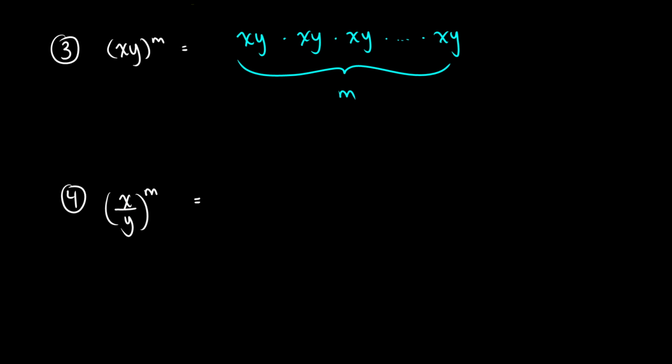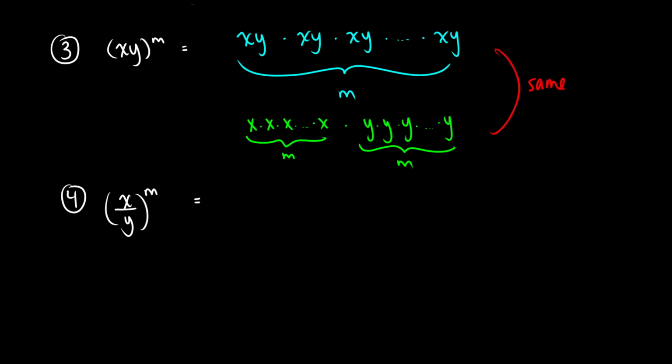Now, because we're just multiplying all these numbers out, we can actually rearrange these. We can do x times x times x times x, m times, and then we can multiply this by y times y times y, and we can do y as well, m times. So these two things are the same, but we've just split up our x's and y's here. So xy to the power of m is really the same thing as x to the power of m times y to the power of m. Another way of thinking about this is taking this power and distributing it inside.